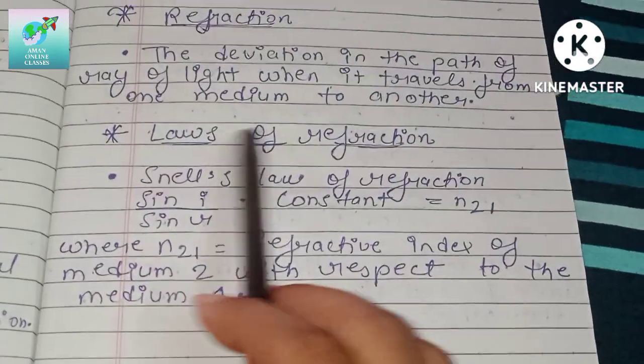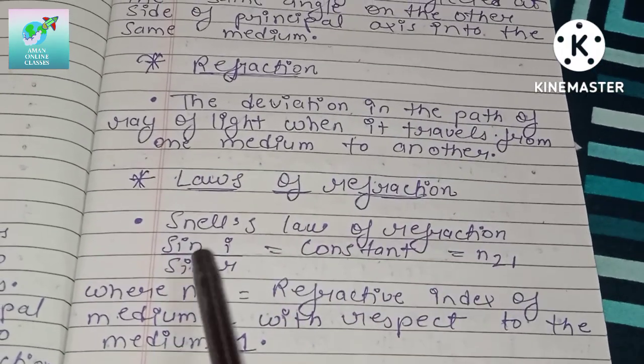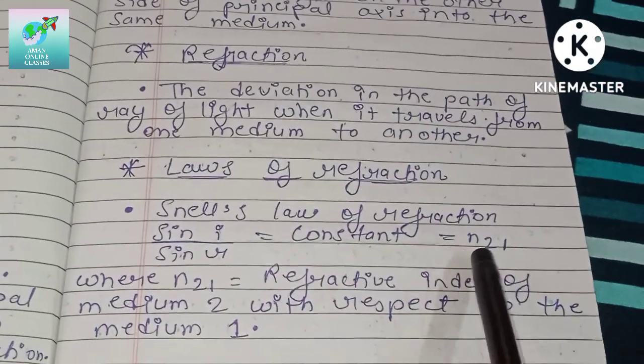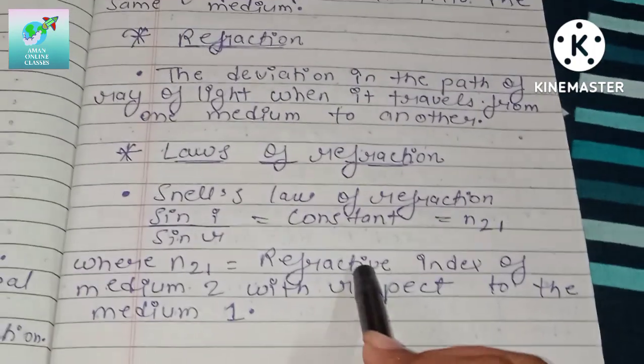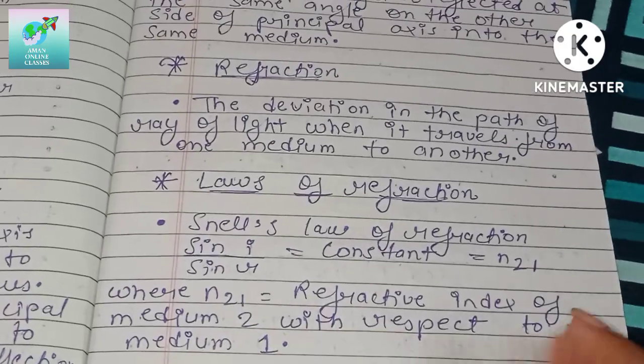And the law of refraction is Snell's law: sin i by sin r is equal to a constant, which is equal to n21, where n21 is the refractive index of medium 2 with respect to medium 1.